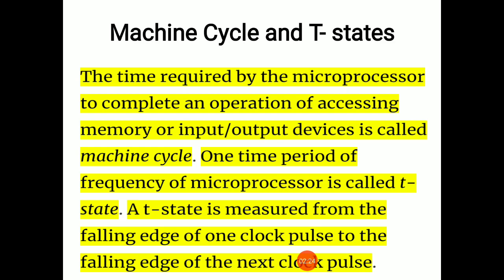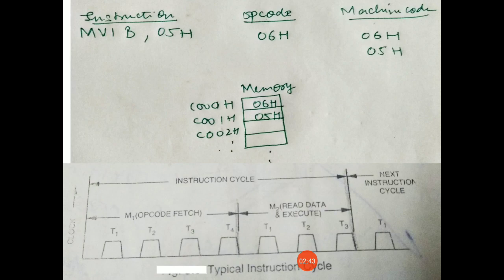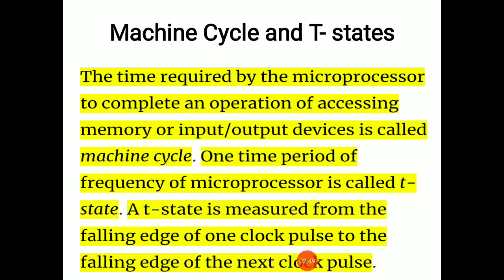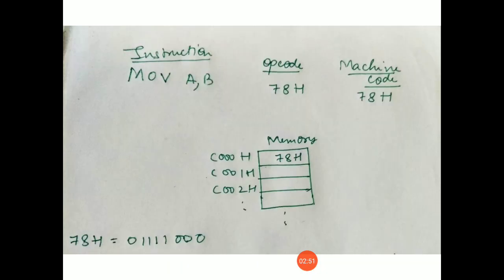Now an instruction cycle may consist of several machine cycles. The opcode of an instruction is fetched in the first machine cycle of an instruction cycle. For example, let's take the instruction MVI B, 05H. Or just let's take the example of MOV A, B.